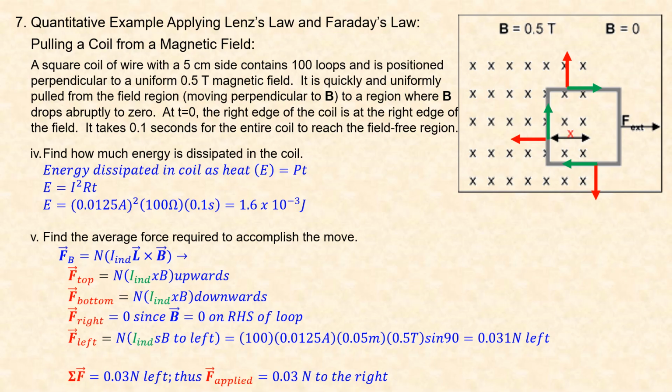The question really says, what is the average force required to accomplish the move? So they're really asking for the applied force in the problem. You know from your study of mechanics that we would need to apply a force that is equal in magnitude but opposite in direction to that magnetic force, in order to be able to pull that coil from the field region without causing any acceleration.